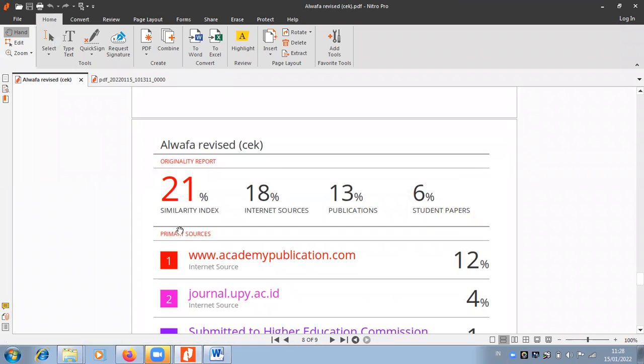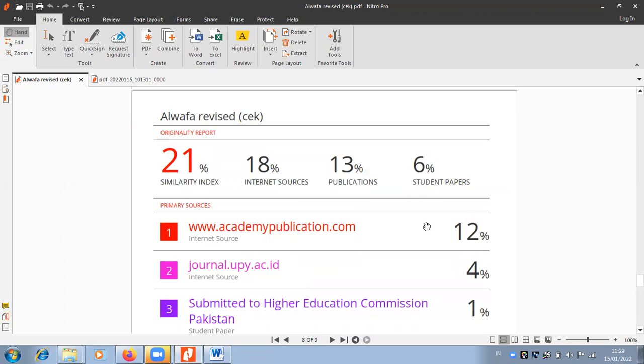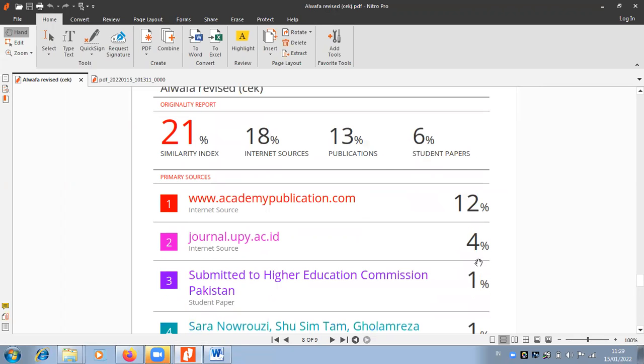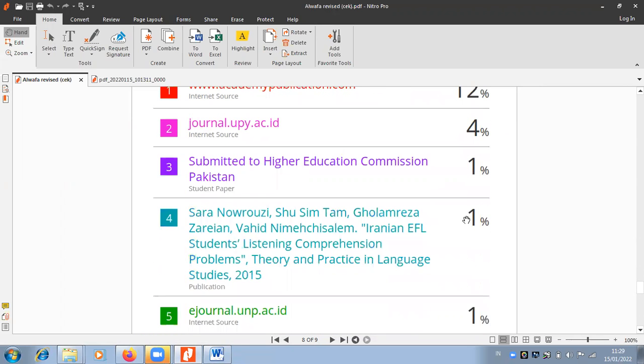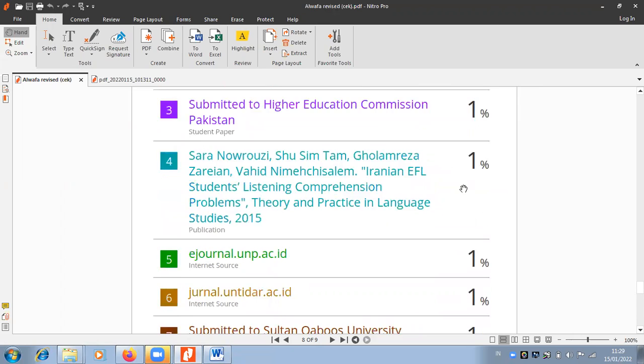21% is the similarity index: 18% internet sources, 13% from publications, 6% from student papers. So much is from academic publications. There are 12% internet sources, journal, and the fourth is one person, and the other is only one person. Yes, you can see. Okay.